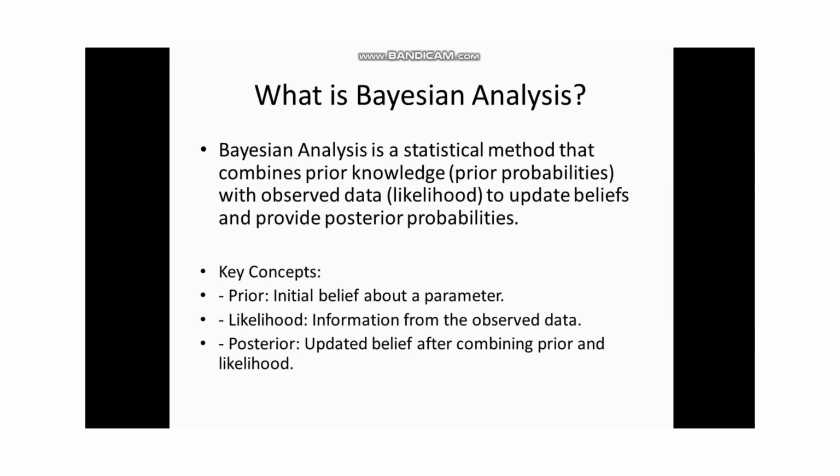What is Bayesian analysis? Bayesian analysis is a statistical method that combines prior knowledge, which is prior probabilities, with observed data, likelihood, to update beliefs and provide posterior probabilities. The key notes here are: 1. Prior. So prior simply means initial belief about a parameter. Then we talk about the likelihood. The likelihood function is information from the observed data. Then posterior. So posterior simply means the updated belief after combining the prior and the likelihood.